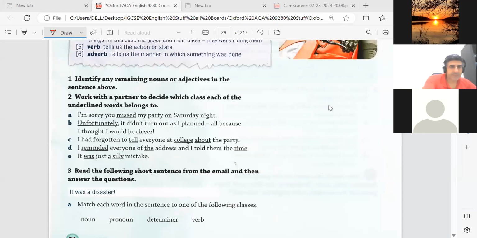Exercise 2, this one. What should you do? Decide which class each of the underlined words belongs to. Missed, party, on, unfortunately, planned, clever, tell, college, about, reminded, that, time, was, silly. Yalla, please write them in your notebook.